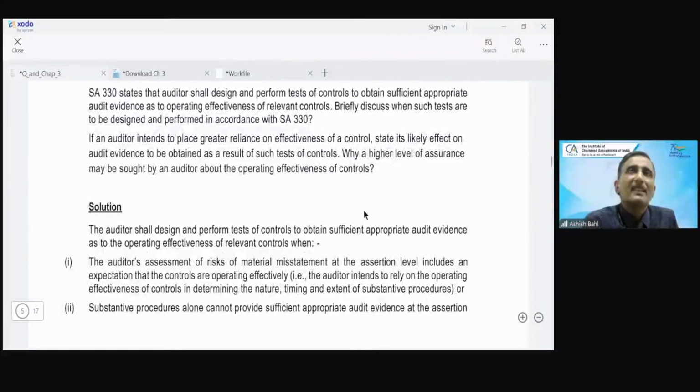So obviously SA 330 states that reliance is to be placed on tests of controls in the following two situations: when there is an expectation at the assertion level that controls are operating effectively and the auditor intends to rely on the operating effectiveness of controls, he doesn't solely rely on other procedures; and when substantive procedures cannot provide sufficient appropriate audit evidence at the assertion level. In either of these conditions, the auditor shall design and perform tests of controls to obtain sufficient appropriate audit evidence as to the operating effectiveness of controls.